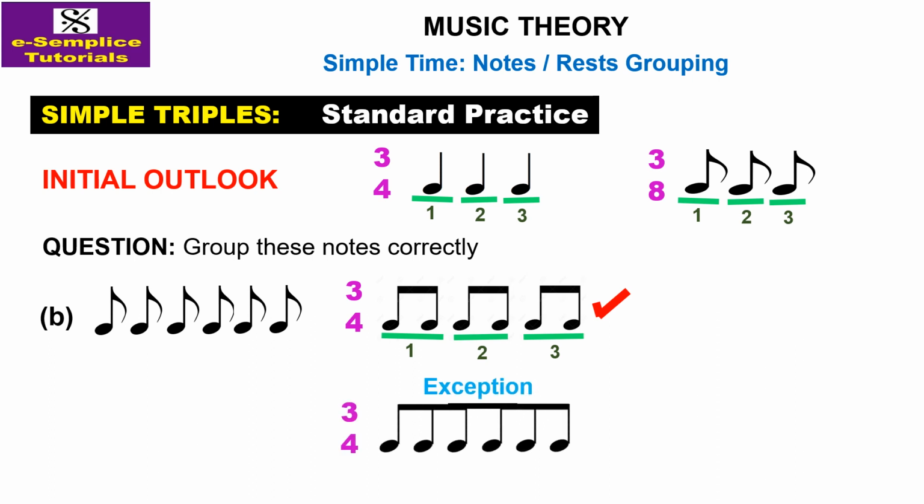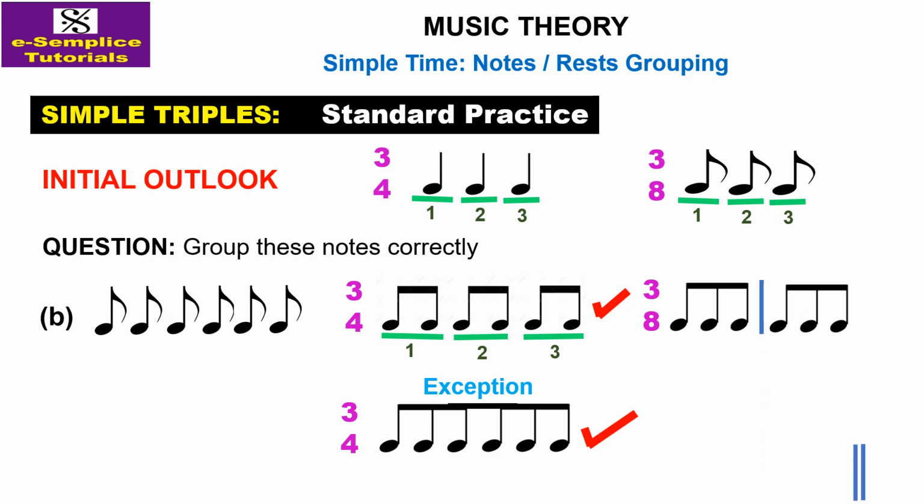And just like in 2/4 time, there is an exception too. In 3/4 time, 6 quavers can be beamed together. So that's correct. Let's group the 6 quavers under 3/8 time and see what it would look like. The first 3 quavers beamed, a bar line, the next 3 beamed, and that is correct.